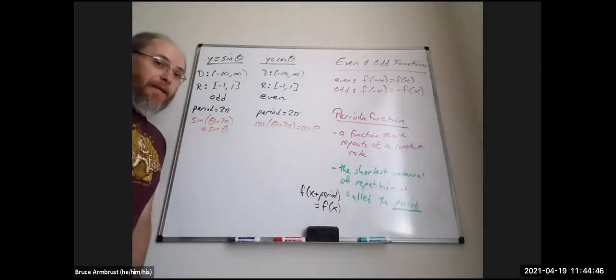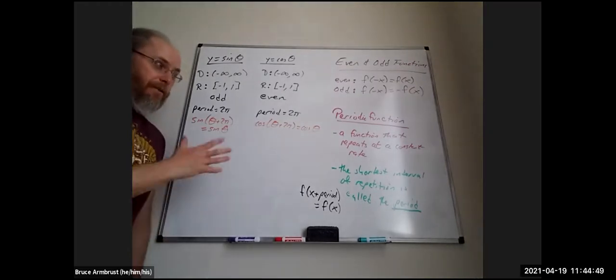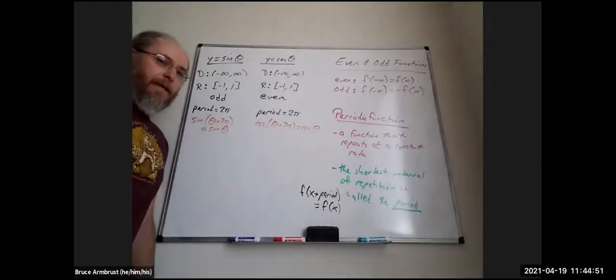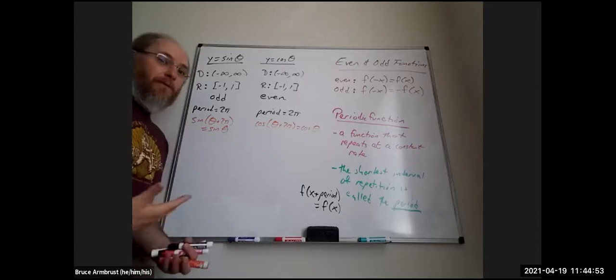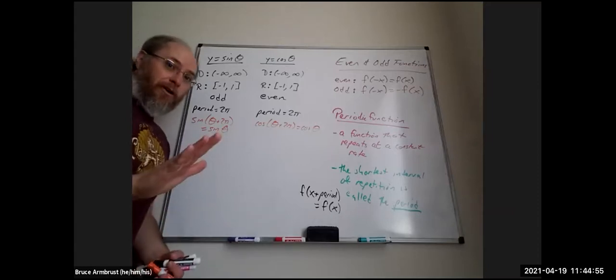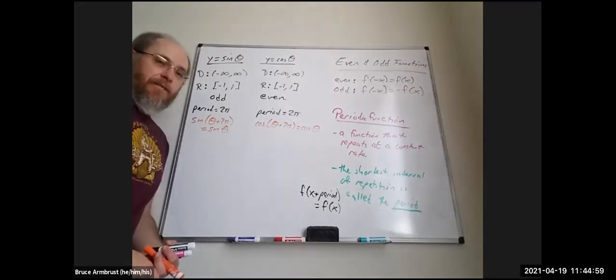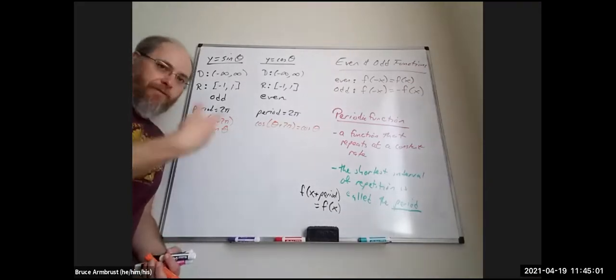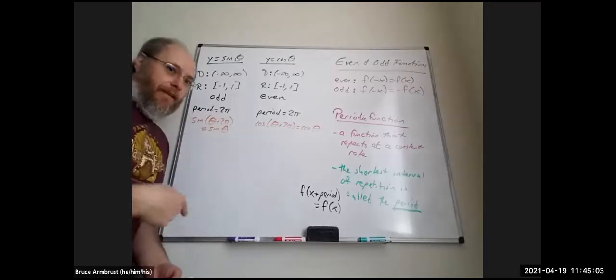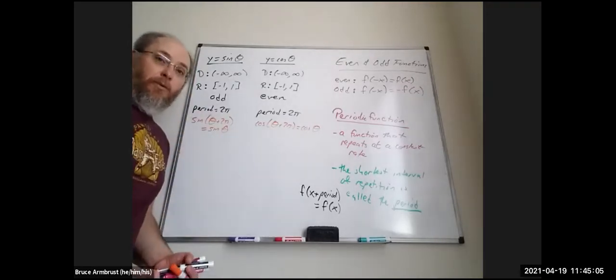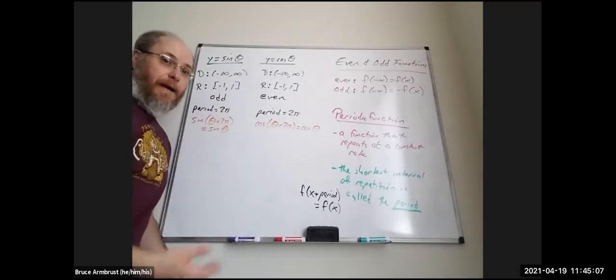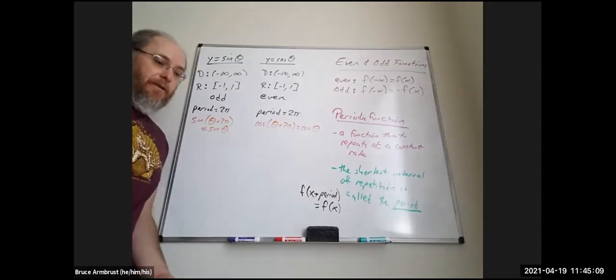Now, why we care about that is it's going to make it so that we have less to remember. If you know that chart for sine and cosine, you can just copy it and do it for the next cycle and the next cycle and the next cycle. We don't have to learn anything new because every 2 pi, it just repeats, right?